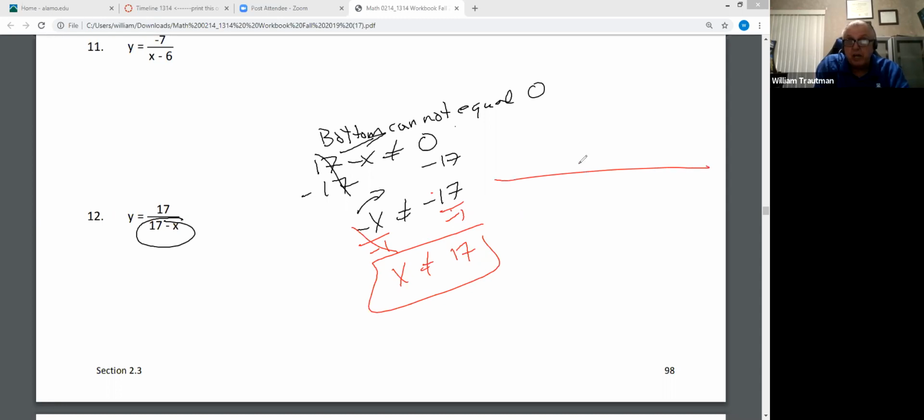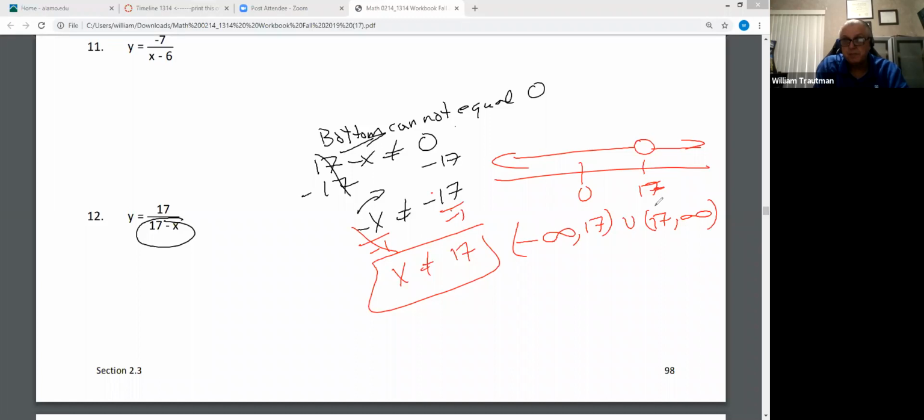If you look at a graph, here's 0, here's 17. The graph can be everything except 17. So it goes from negative infinity to 17, gets really close to 17, jumps over it, and on the other side of 17, it goes all the way to infinity. It just doesn't touch 17. So this is the way called interval notation.